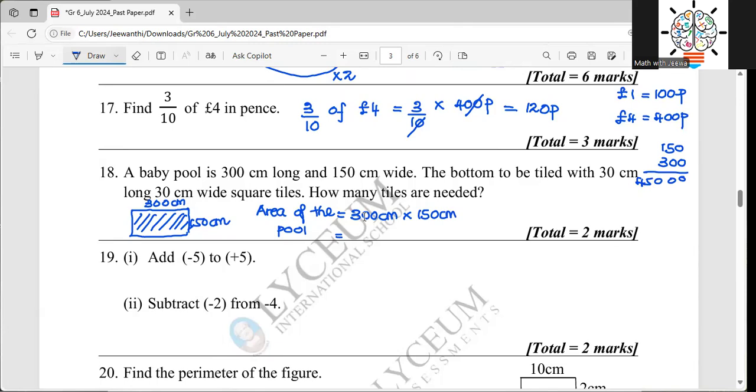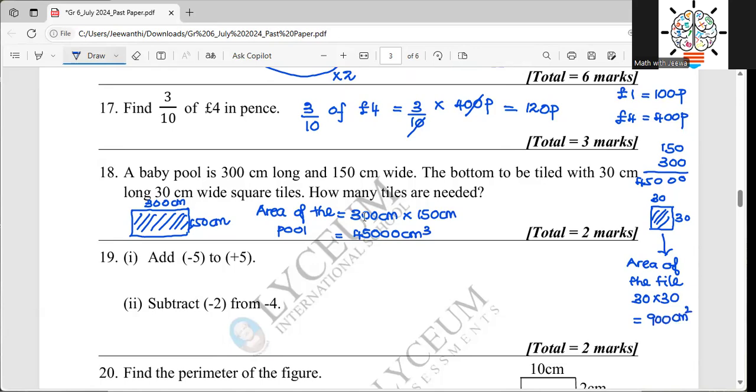So then 45,000 centimeter square, right? And what is the tile size? The tile size is 30 centimeter, 30 centimeter. And what is the area of the tile? So the area of the tile. Now you just see how I'm managing the space, right? So 30 into 30, that is 900 centimeter square.